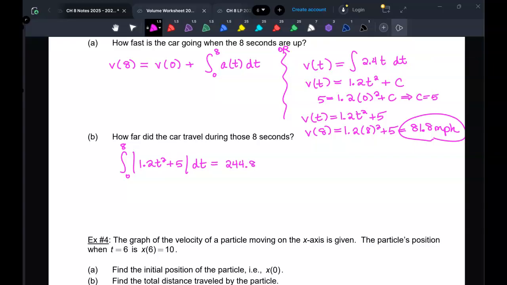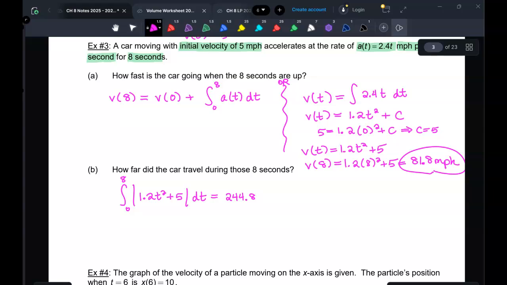Definitely units. Miles per hour per 8 seconds. When we integrated here, each time we integrate, we get rid of a unit of time. So this was miles per hour per second. When we integrated this, this was over seconds, so distance ends up being miles per hour. If we integrate over seconds, this does not make sense.